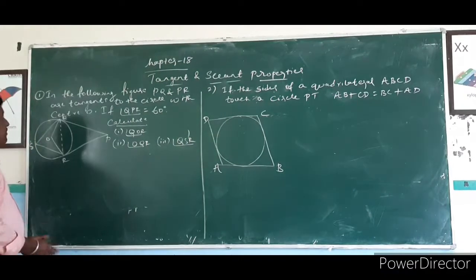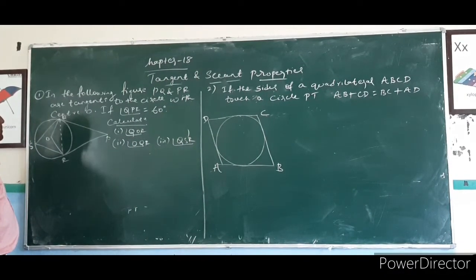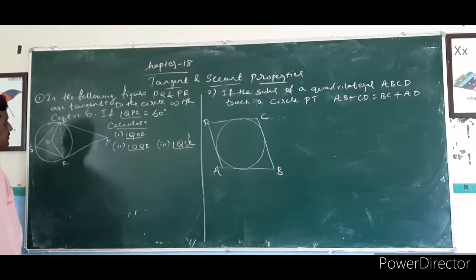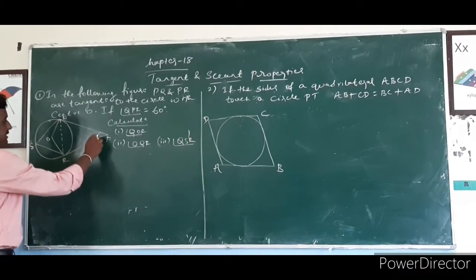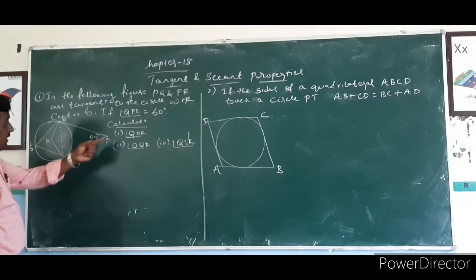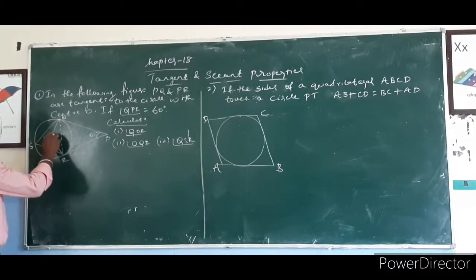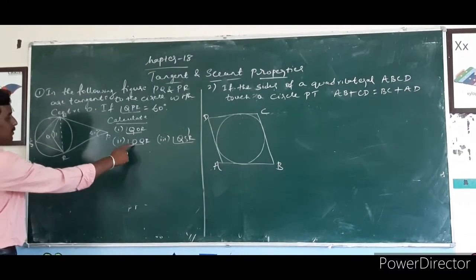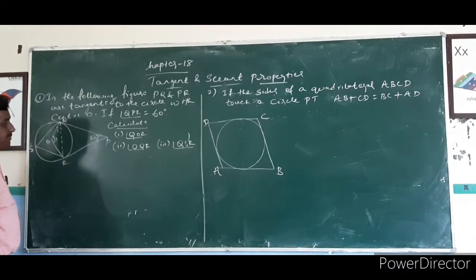The first problem: in the following figure, PQ and PR are tangents to the circle with center O. If angle QPR is equal to 60 degrees, as given in the figure, what do we have to find out? Calculate the angle QOR. Next, angle OQR. We have to find out this one as well.